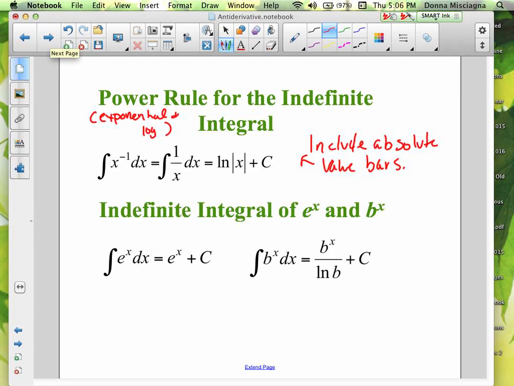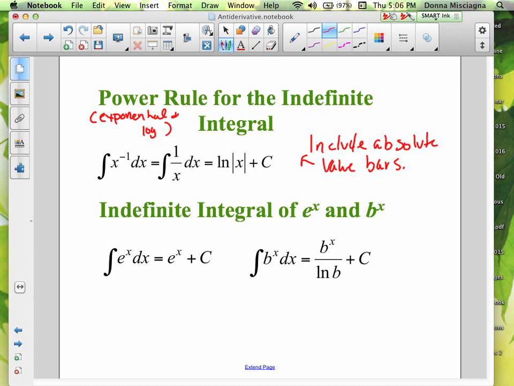So if we're taking the integral and it's x to negative 1 dx, right, or 1 over x dx, okay, that is natural log absolute value of x plus c. Make sure you include those absolute value bars. This has to be positive. Okay, so e to the x is one of the nicest functions you can ever think of. It's its own derivative and its own integral. So the integral of e to the x dx is e to the x plus our constant.